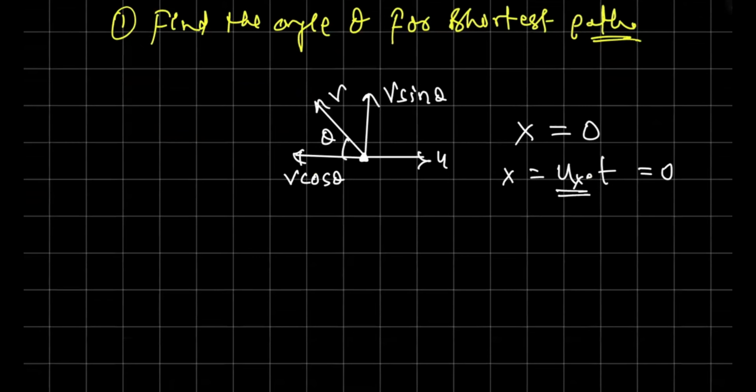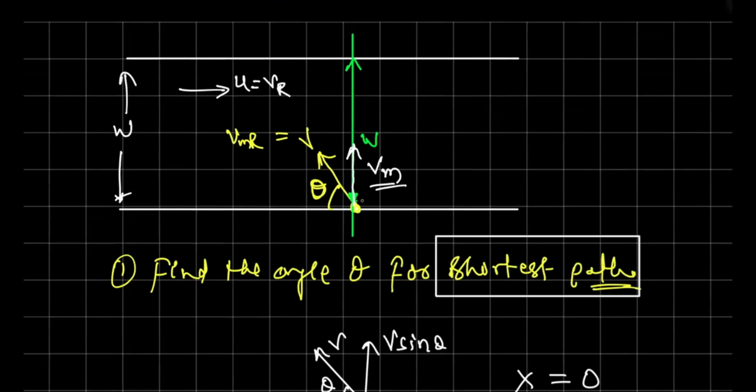What is the velocity in x direction? We can say u minus v cos theta. It is the net velocity of the man with respect to ground in the x direction. And what is the time? It doesn't matter. Time is not equal to 0. So why do we take x as 0? Because we have to find the shortest path. If, for assumption, this person is going on this path, I can clearly see now that the path length of this one is w.